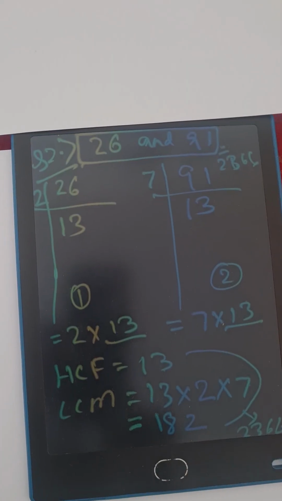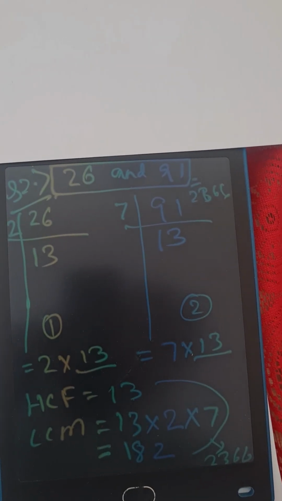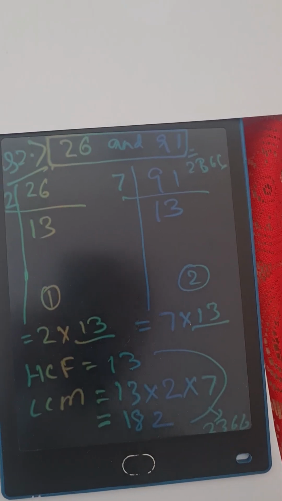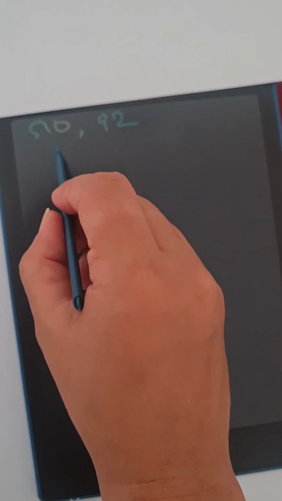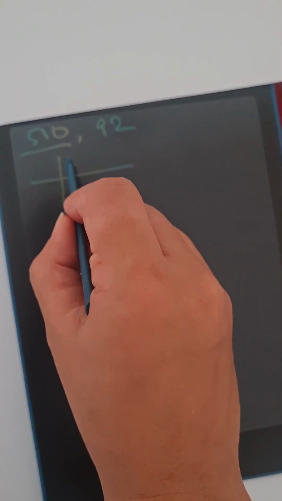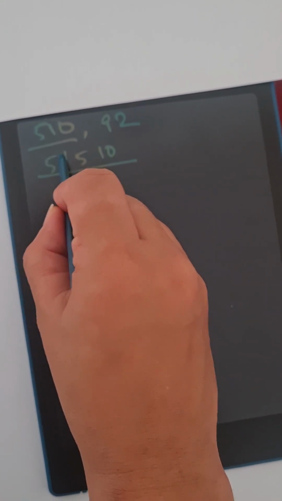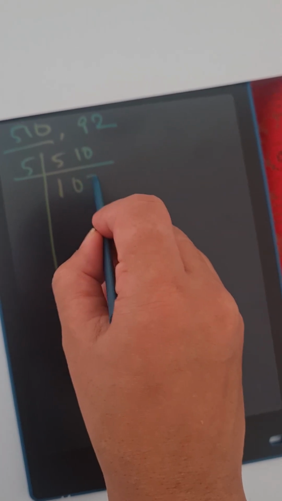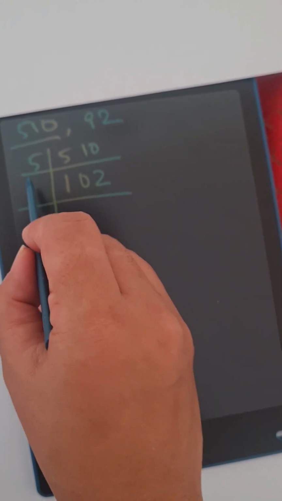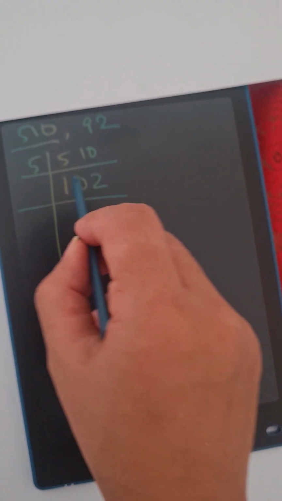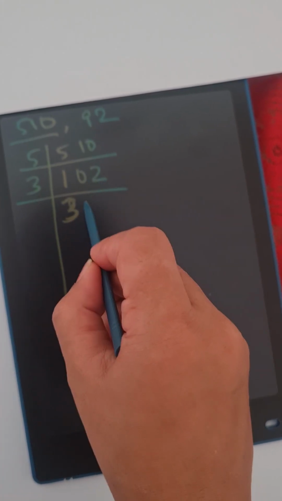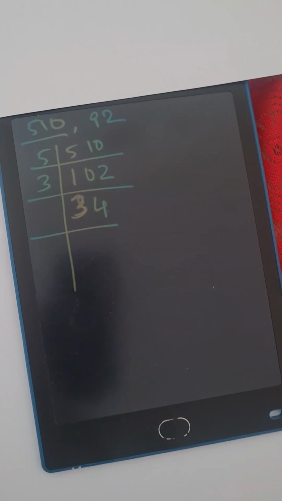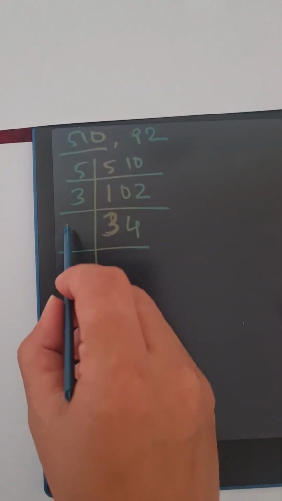Now moving to the next part of this question 2, 510 and 92. So for 510, this number is divisible by 3. Summation of the digits of the number is divisible by 3. Hence 3 4s are 12. Again the number 34 is divisible by 2. It is an even number.